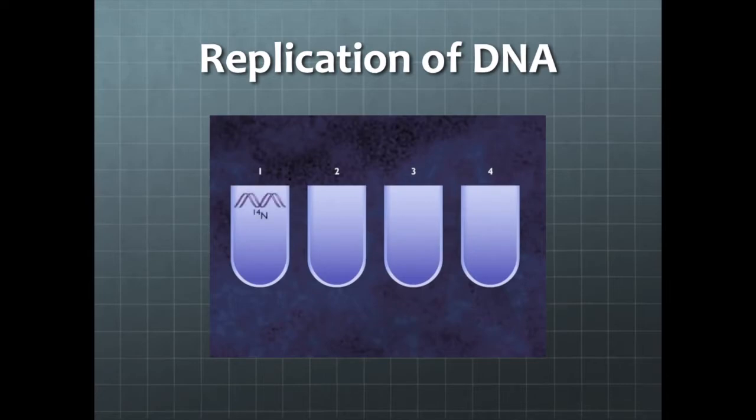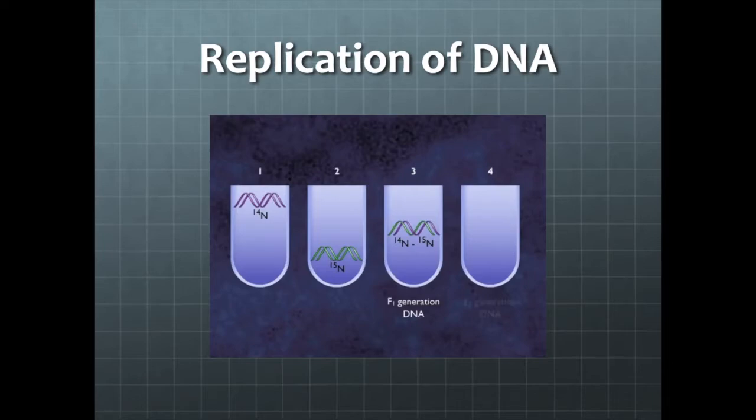DNA containing N14 moved to a position in the gradient determined by its density. DNA containing N15 is denser than that containing N14, so it sank to a lower position in the cesium gradient. After one generation in N14 medium, the bacteria yielded a single band of DNA with a density between that of N14 DNA and N15 DNA, indicating that only one strand of each duplex contained N15.